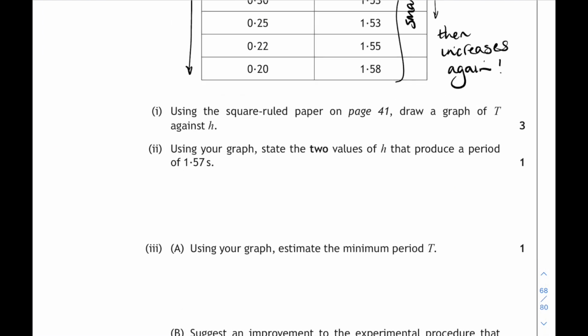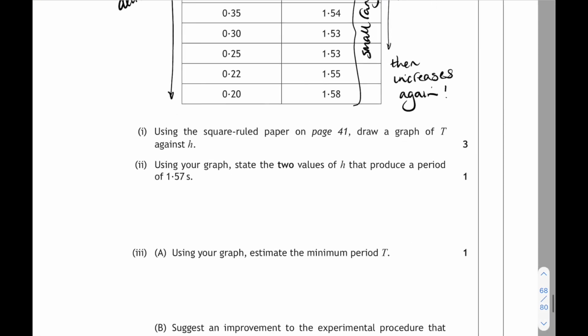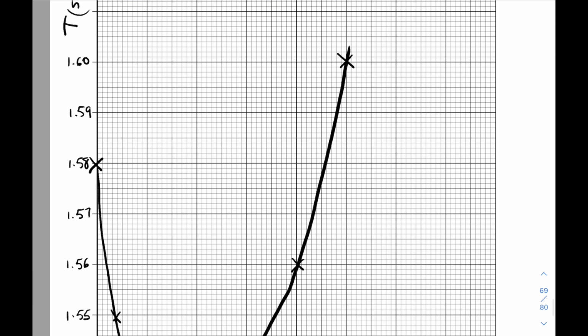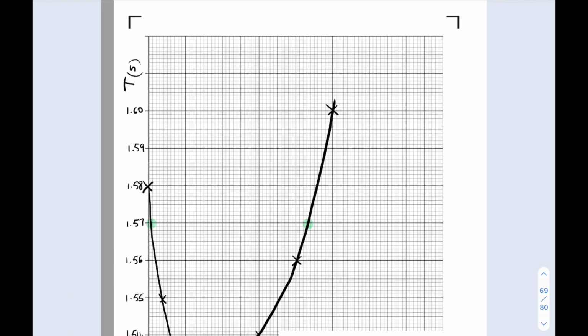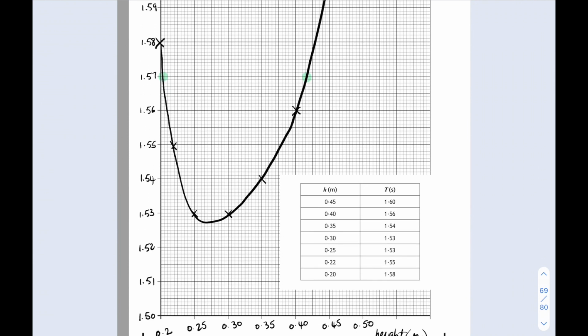Part 2. Using your graph, state the 2 values of h that produce a period of 1.57 seconds. Okay, let's go and have a look at the graph. 1.57 seconds. And yes, the line does cut 1.57 at those 2 points. And we have to say what the height is for each of them.